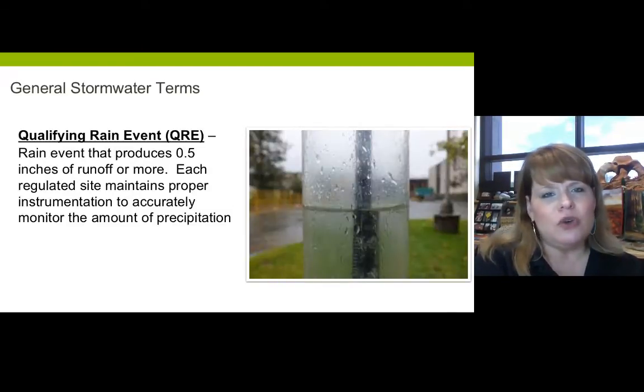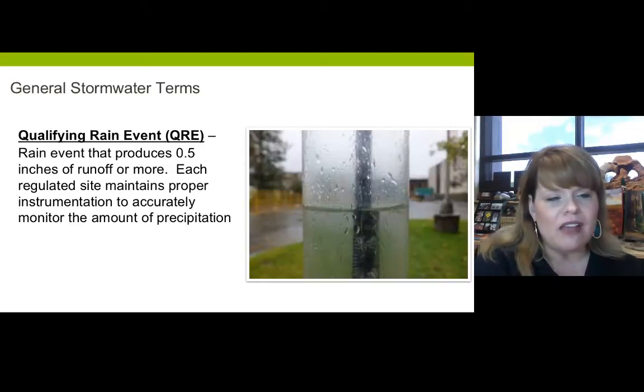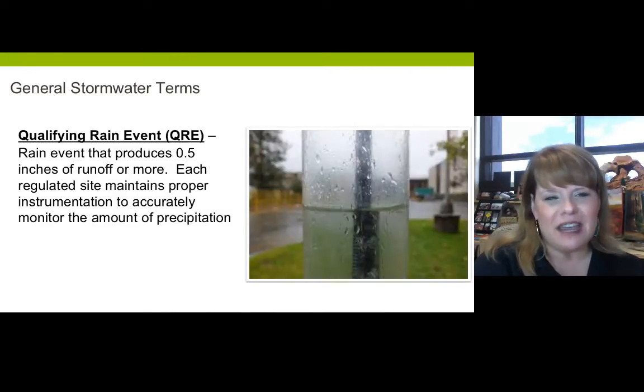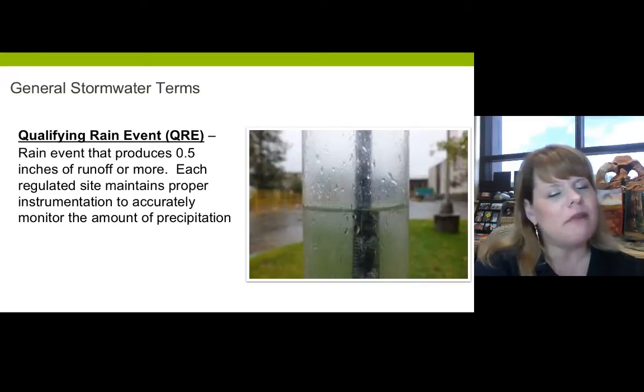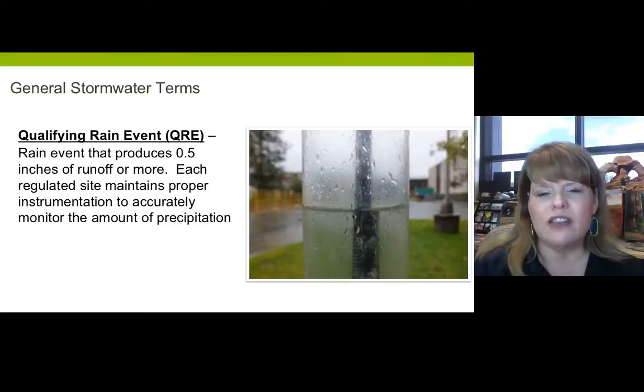Qualifying rain event, QRE. This is a rain event that produces 0.5 inches of runoff or more, and the key part was runoff. So each regulated site must maintain proper instrumentation such as a rain gauge to accurately monitor the amount of precipitation to determine if they have a qualifying rain event. This really applies more to construction and to industrial facilities, but it'll become clear to you why as we go through them.